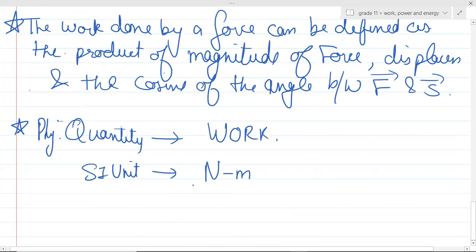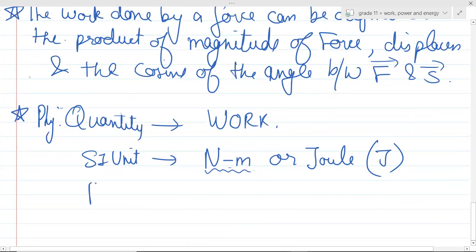Newton multiplied by meter is basically work. And you'll find out this thing is nothing but joule. You remember joule for energy? Newton meter and joule, they are one and the same thing. Sir, how, sir?